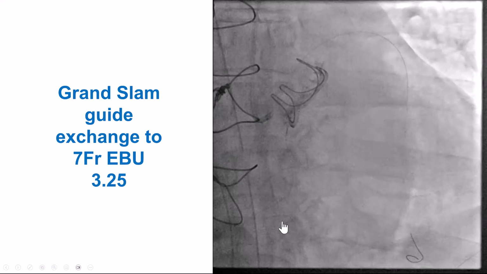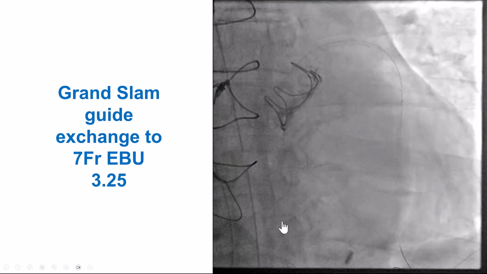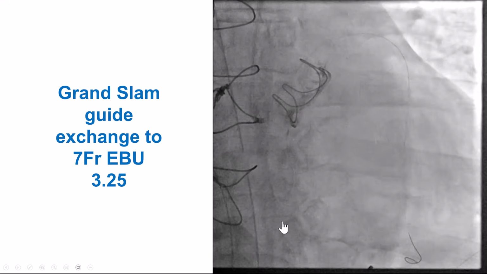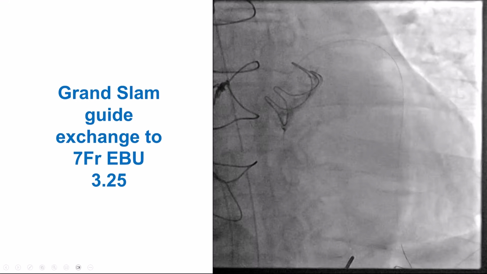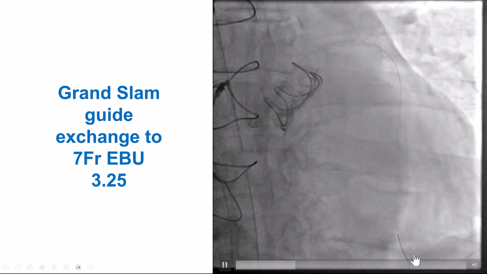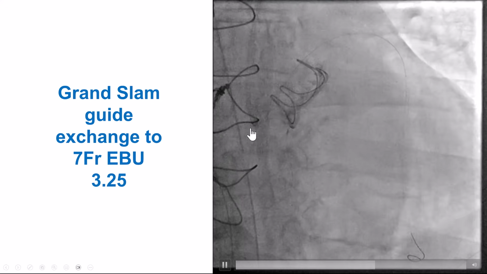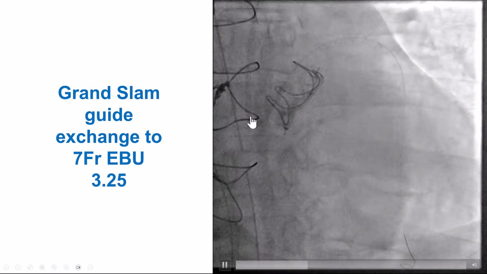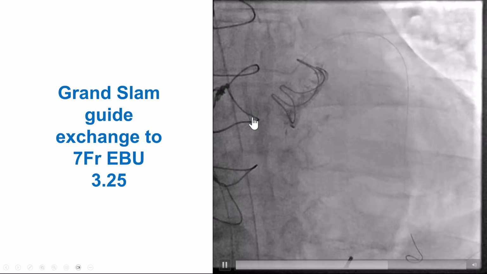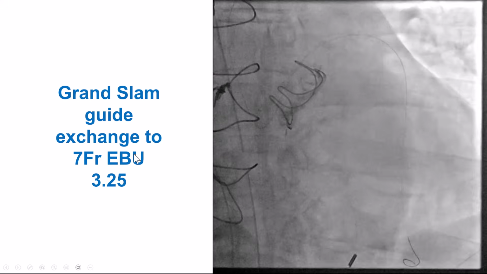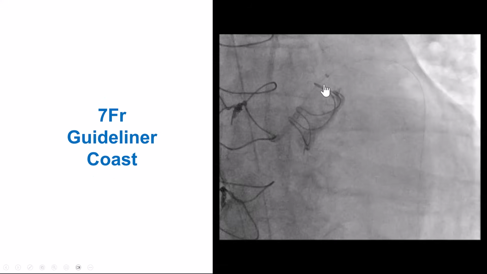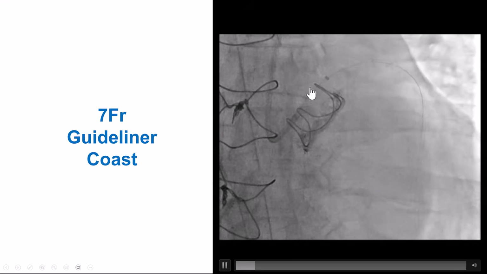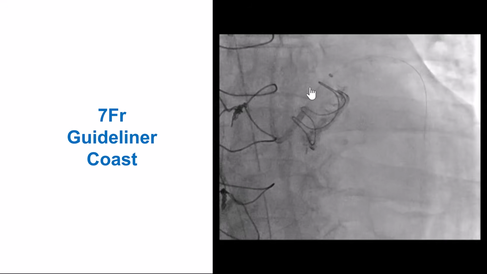But we decided that the issue here was support, and we needed to get better support, and this was not going to happen with a 6 French guide. So we placed a Grand Slam all the way to the apex, and then removed the 6 French guide, and then over the same Grand Slam guide wire, we upsized the sheath on the right radial to a 7 French, and placed the 7 French EBU guide. And this time we have a 7 French guide extension. Our support dramatically increased.